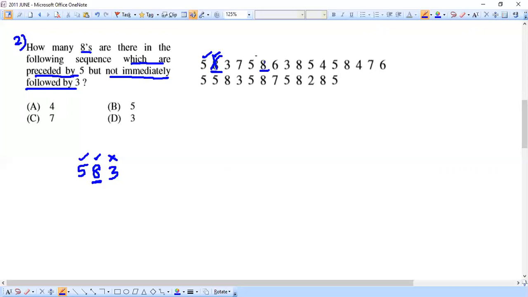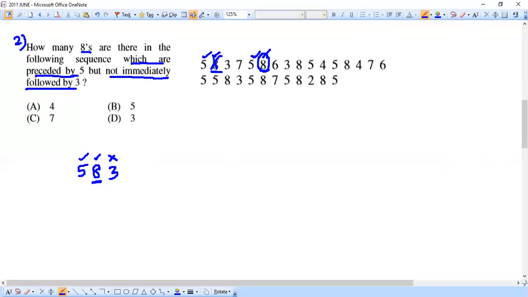Check the same conditions. Before this 8, yes, we have 5. And after this 8, do we have 3 or not? That's what we have to check. We shouldn't have 3. After this 8, we have the digit 6, which is not equal to 3. So this 8 can be taken into account. Before this 8, I have 5, and after this 8, I don't have 3. Except 3, you can have any number, but you shouldn't have 3.